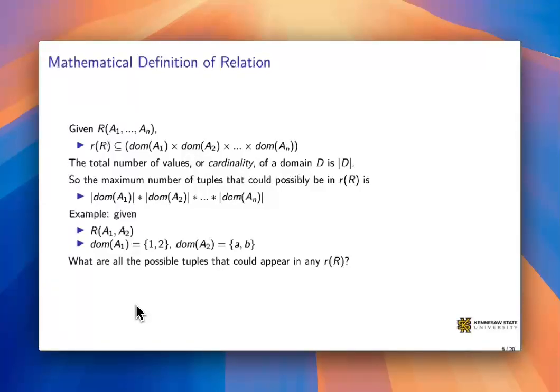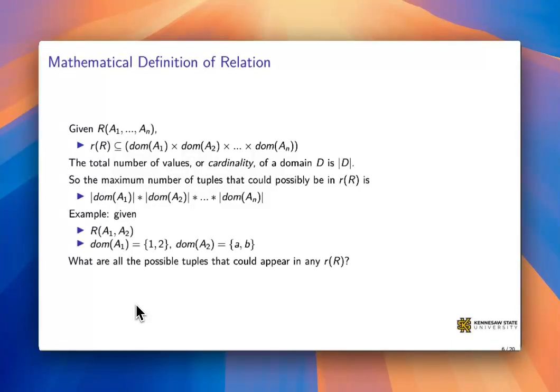The mathematical definition of a relation is quite simple. Given a relation schema R, A sub 1 through A sub n, a particular relation conforming to that schema is a subset of the cross product of all the domains. Remember, the domains are sets, so if you had finite sets, you could literally just list them all out, and we'll do that in just a minute.